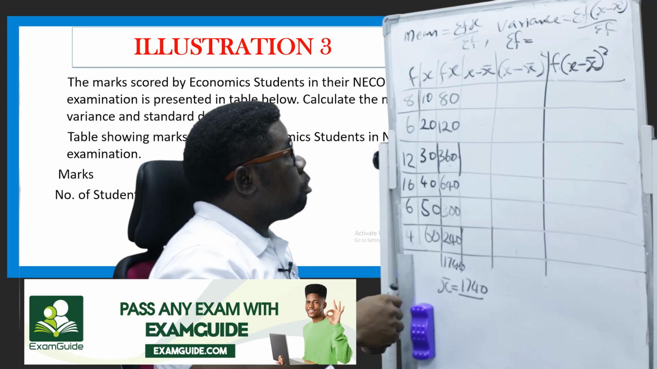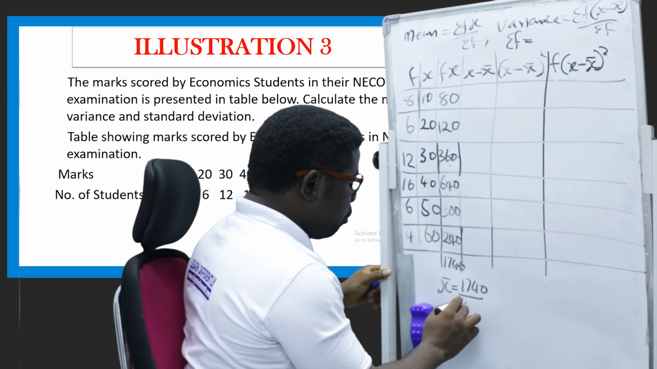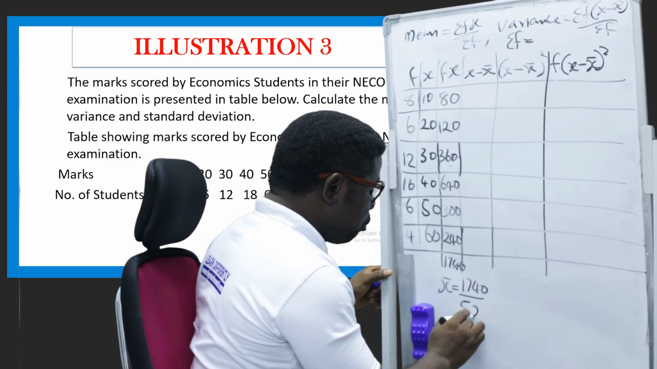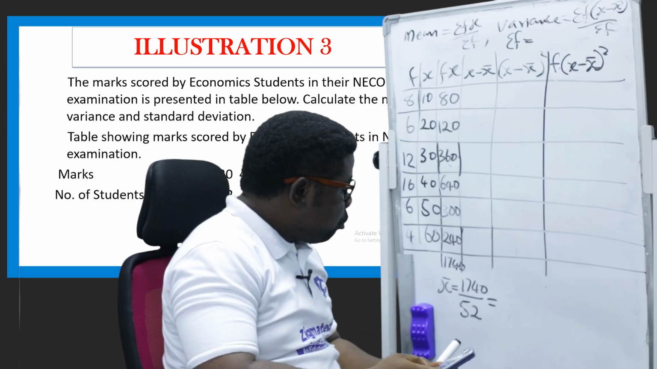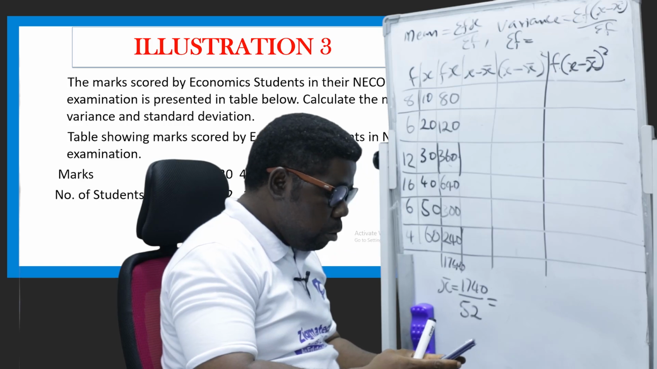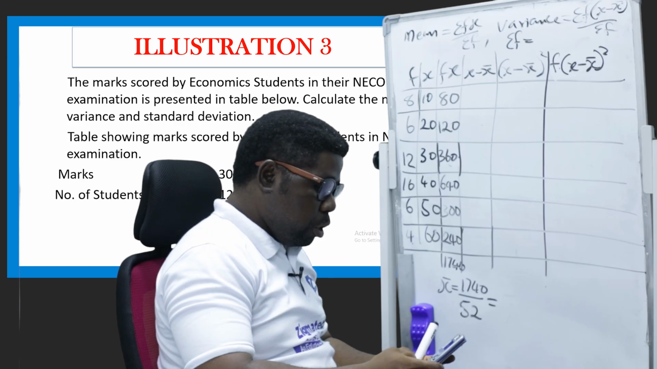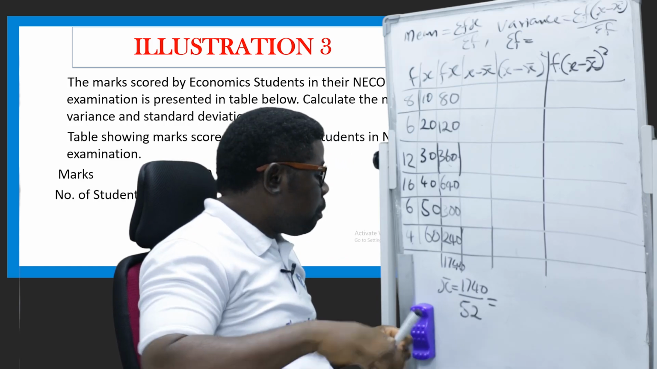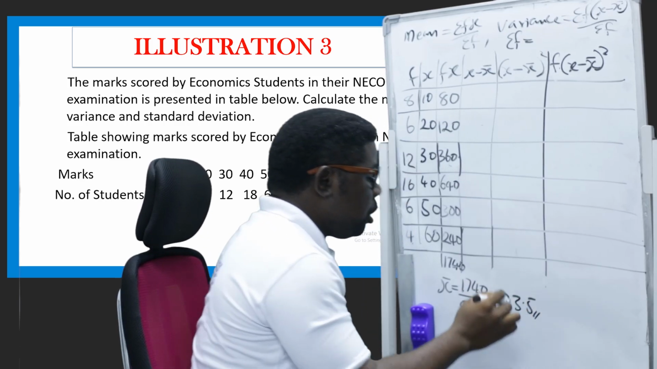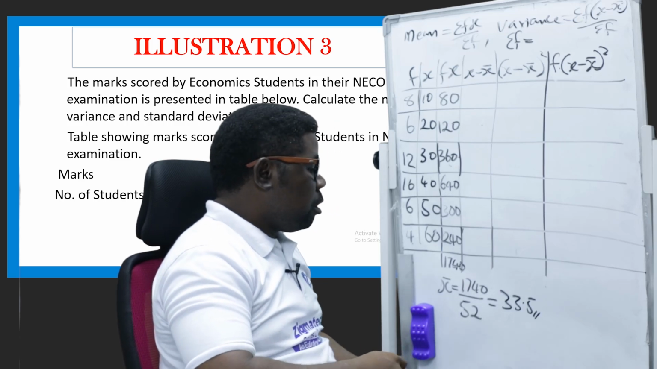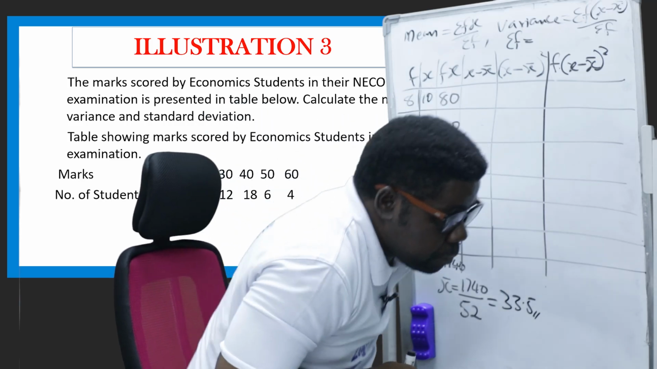So I have 52, I have 1740 over what? Over 52. So divide through, you will get an answer. 1740 divided by 52 will give you 33.5. That's your mean. All right? So we're going to apply this in this table right now to get our values.